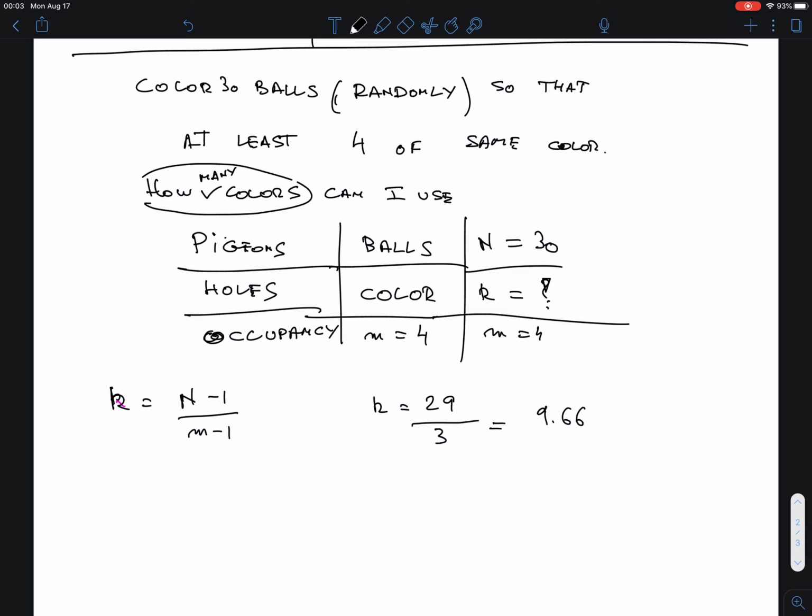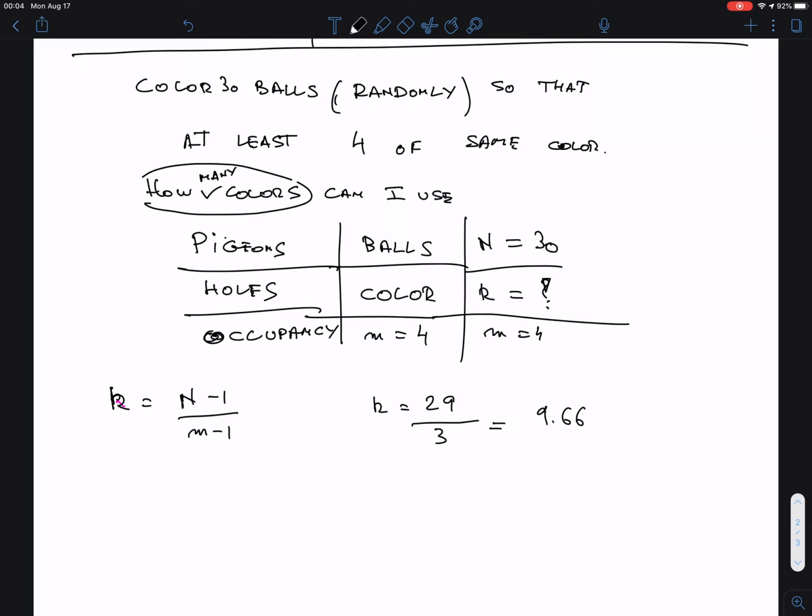So I have to round this, but how am I going to round this? Now you might say, okay, I can always take the ceiling. But think about it. Is that the right thing to do? Remember, the more colors you take, the less easy it is to get your condition. For instance, if you take 30 colors, it's going to be very hard to get 4 of the same color randomly. So 9.66 is the maximum number of colors I can use. If you use more colors, it doesn't work anymore.